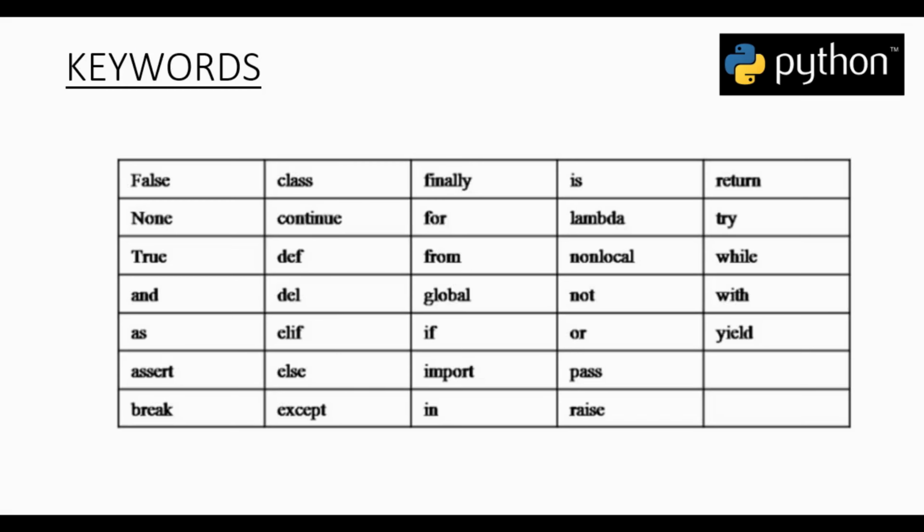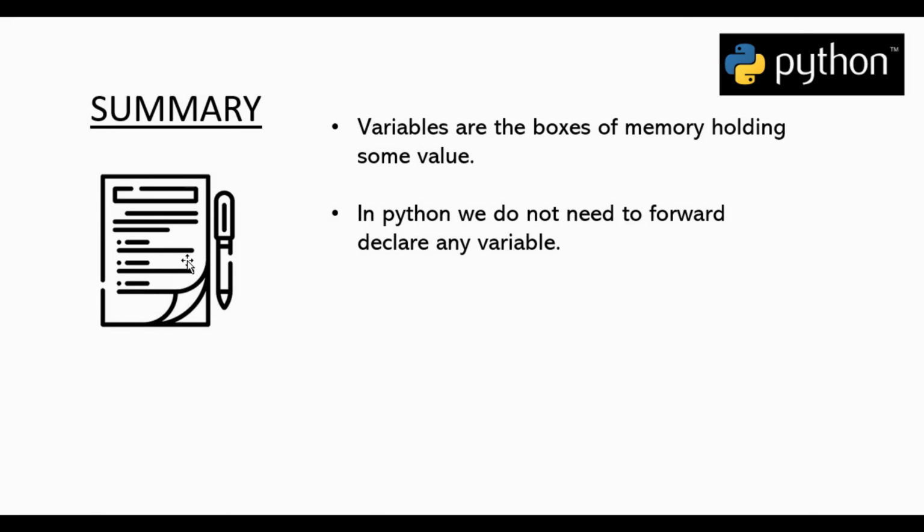So what did we learn in this video? That variables are a box of memory that holds some kind of value, and in Python we do not need the forward declaration of the type of the variable because Python is very dynamic in nature.